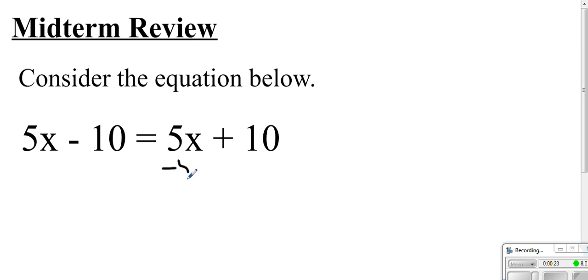The first thing we always say to do is to get the x's together. So you subtract the 5x on both sides, and what happens is that this 5x and this 5x cancel. It's positive and negative. They cancel because they're equal to 0x, and 0x cancels. And you have negative 10 coming down. The equal sign comes down, and the positive 10 comes down. You know that negative 10 is not equal to positive 10, so there is no solution.